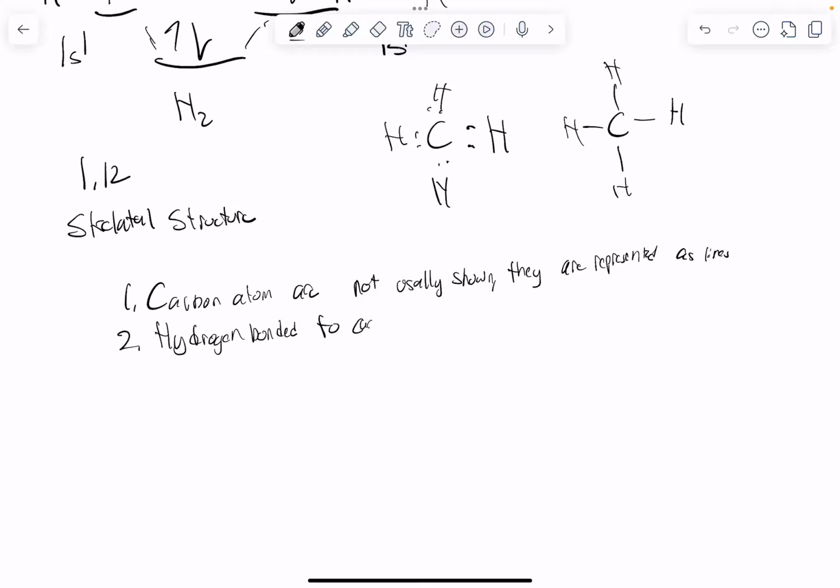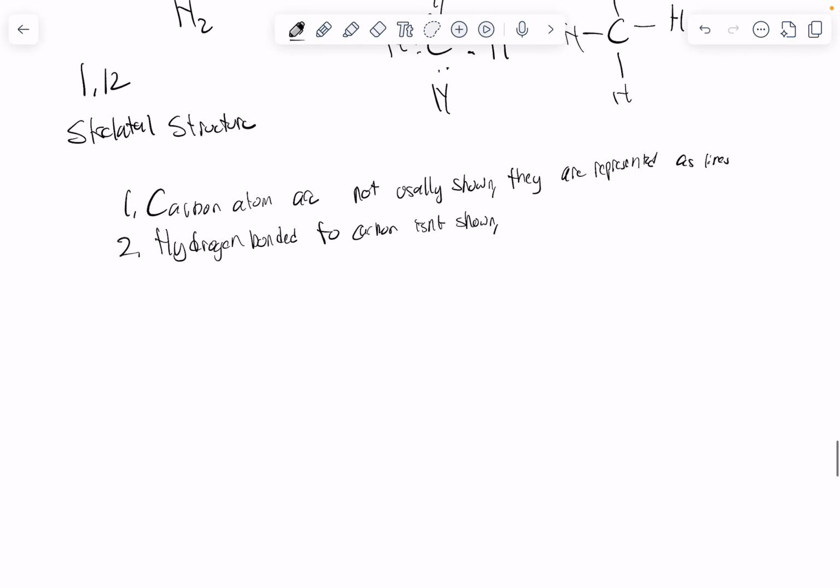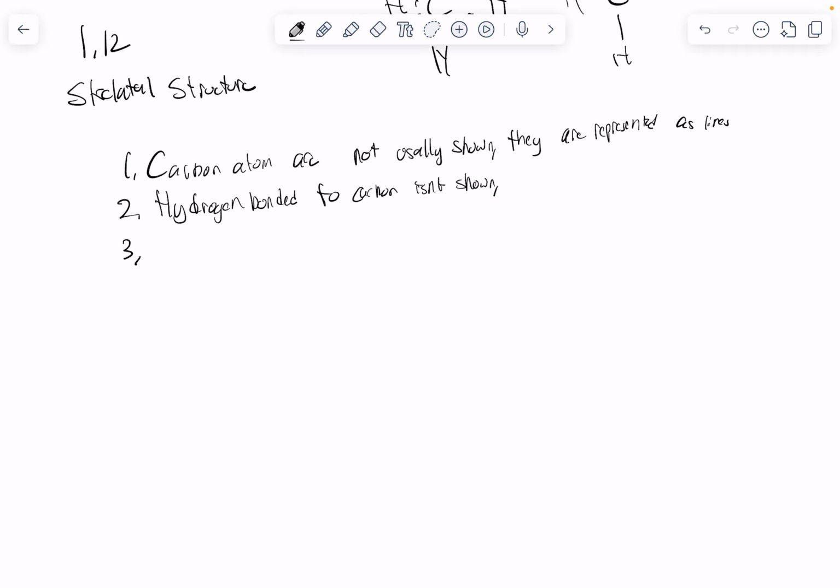Hydrogen bonded to carbon isn't shown. So you just assume that each carbon has the maximum amount of hydrogens. So you just kind of fill that in with your mind. Now, last, rule 3: atoms other than carbon and hydrogen are shown. So now let's see this in action, right?